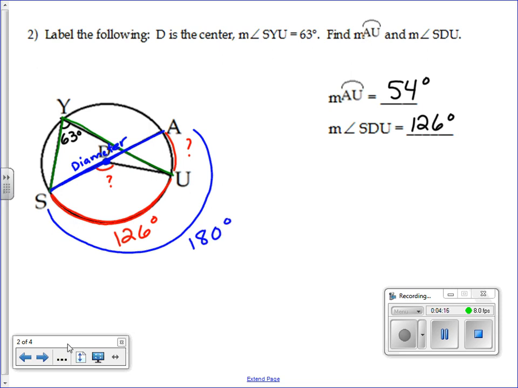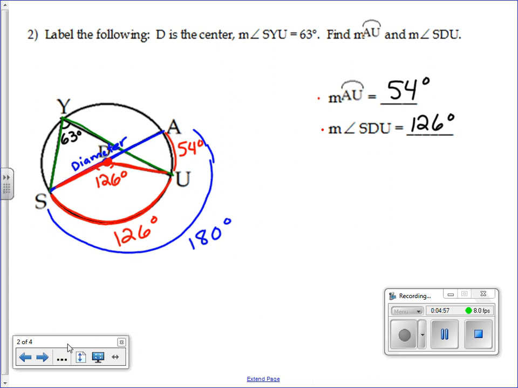Right away, that's going to help me find AU, because all I have to do now is subtract 126 from 180. That is going to give us 54 degrees. So that's our first answer. Now we're looking at angle SDU. If I highlight it in red here, this is a central angle because the vertex is at the center, D, and you're given that its minor arc is 126. What's the rule for central angles? They're going to be the same exact measurement. So that's the measure of angle SDU.